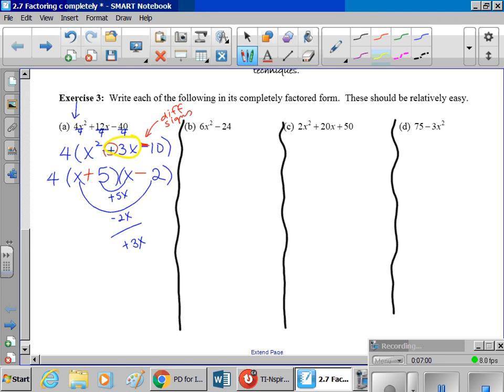Moving on to B, 6x squared minus 24. Again, I'm going to look at that 6, and 6 goes into 24 as well. So I'm going to factor out a 6, and I'm left with x squared minus 4. And hopefully you recognize that as the difference of two perfect squares, or dots, which result in our conjugate pairs. So you get x plus 2 and x minus 2.